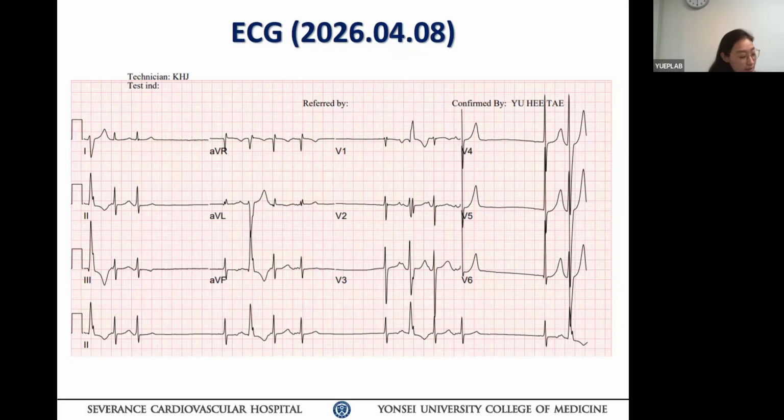Morning, everyone. Today I'm going to present the ECG case. This is our today's ECG.